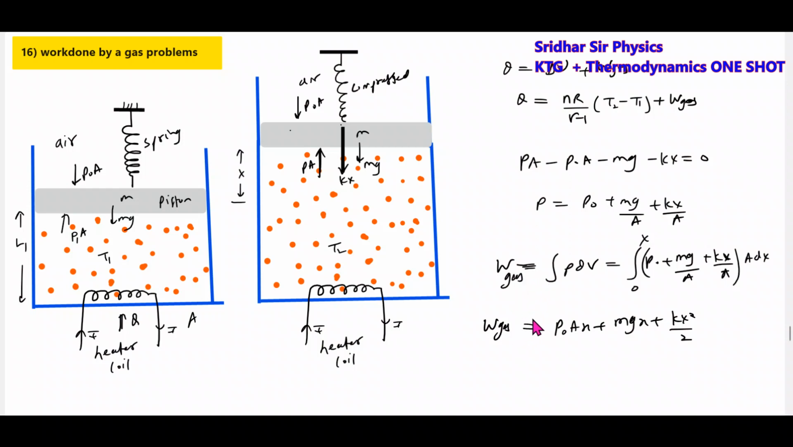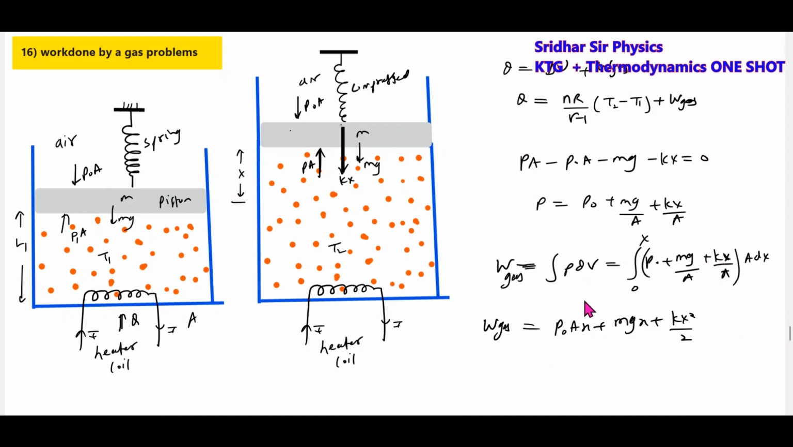This is actually the concept. The gas does work. What will happen to it? A part of it will be utilized to overcome the atmospheric pressure force. The remaining is utilized to increase the gravitational potential energy. The rest is utilized to increase the elastic potential energy. So therefore, there should be some agent. If nobody is there, then it becomes free expansion.